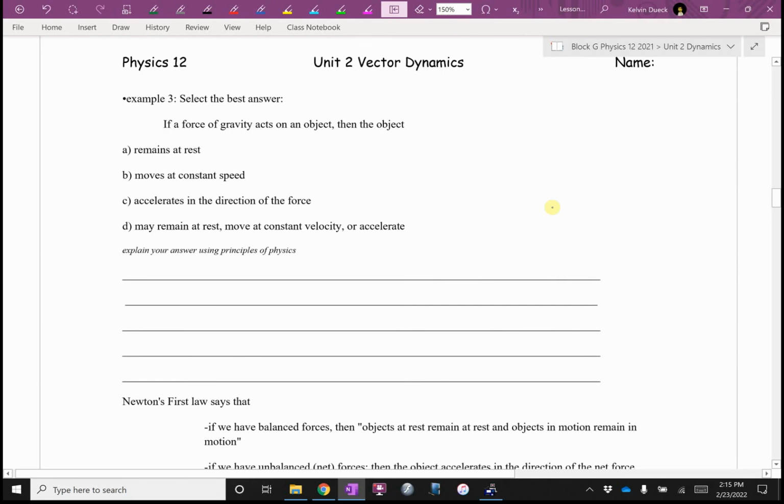Alrighty. Example 3. We get to vote again. It says this. Select the best answer. If a force of gravity acts on an object, then the object A remains at rest, B moves at a constant speed, C accelerates in the direction of the force, or D may remain at rest, move at a constant velocity, or accelerate. We're going to vote. How high you hold your hand up is how sure you are of the answer. So if gravity is acting on an object, who says A, remains at rest?